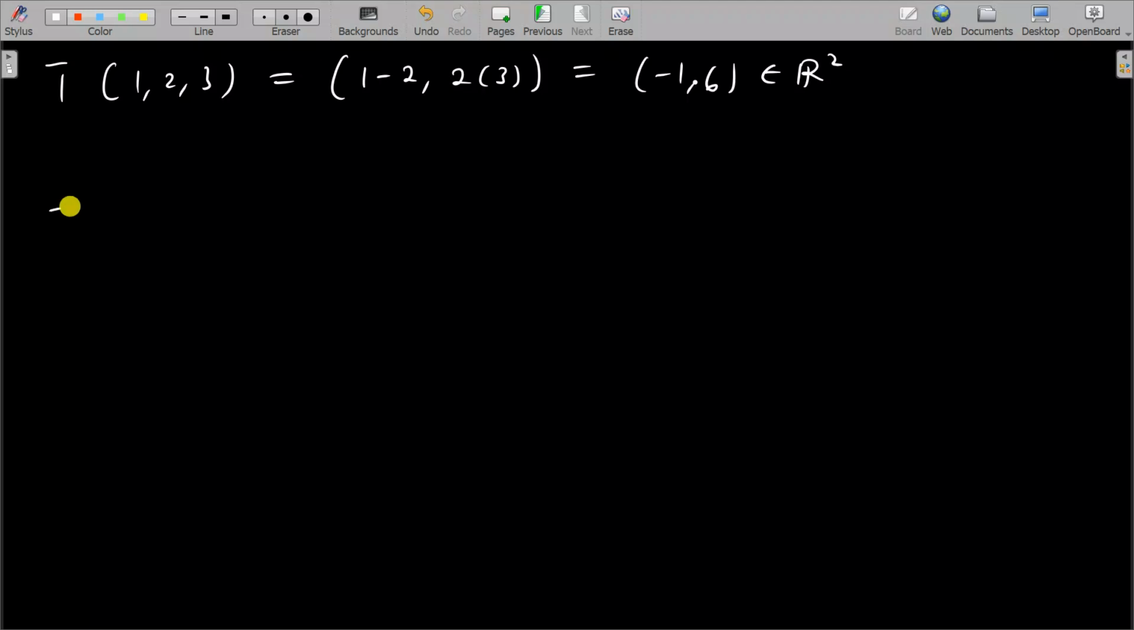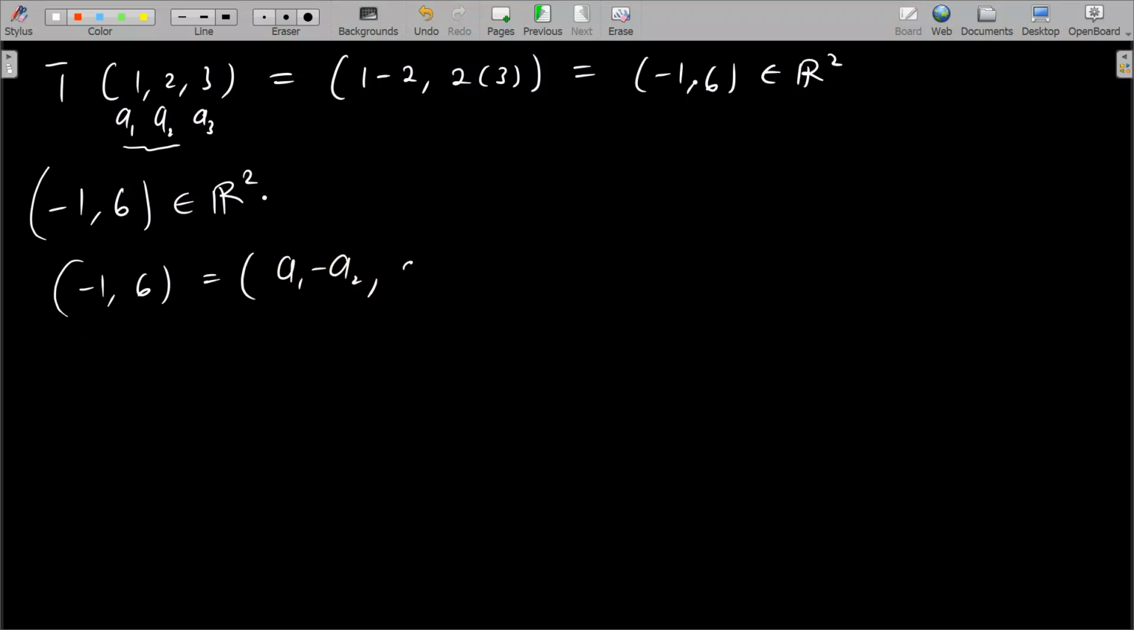Suppose we didn't know that this vector transformed to give us (-1, 6), and we know that this is an element in R2. We are claiming that this should be the same thing as (a1 minus a2, 2a3), with some arbitrary 3-dimensional vector giving us a1, a2, a3. What this means is that a3 should be equal to b2 divided by 2, where b2 here is 6. So it's 6 divided by 2, and that is 3. Automatically we have a3 equal to 3.